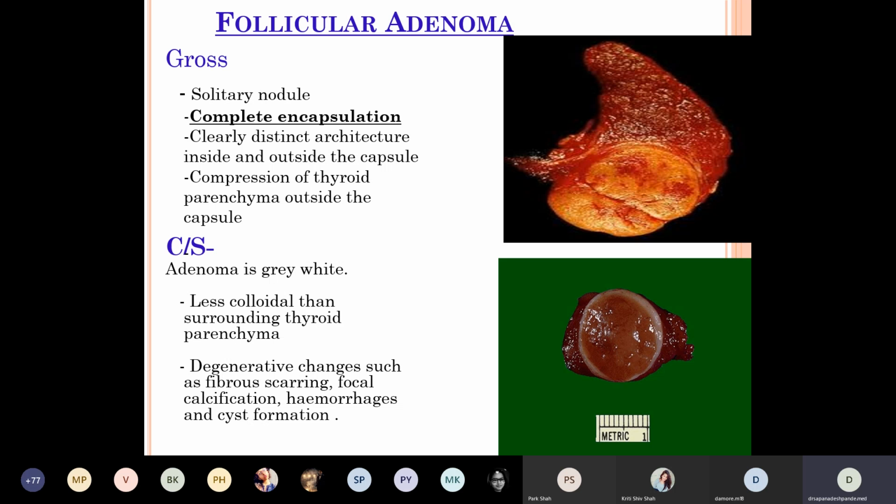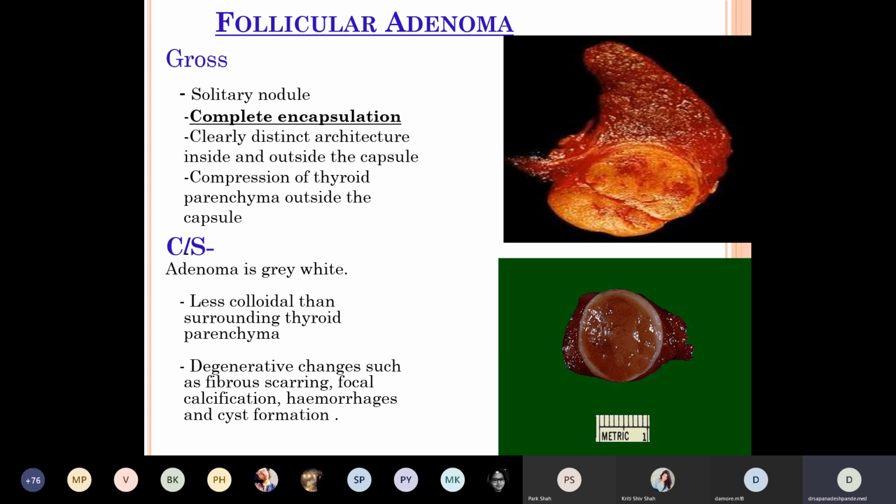Adenoma is benign. So how will it look grossly? A solitary nodule. One single nodule is visible, and the capsule is well demarcated. You can see the capsule around it. So it is adenoma. It is very important, to diagnose follicular carcinoma, that if there is capsular invasion, then it is follicular carcinoma. So: solitary nodule, complete encapsulation, clearly distinct architecture inside and outside the capsule, and compression of the thyroid parenchyma outside the capsule. So there will be compression of the normal thyroid follicles.